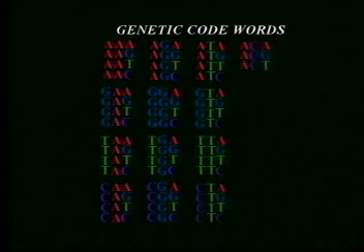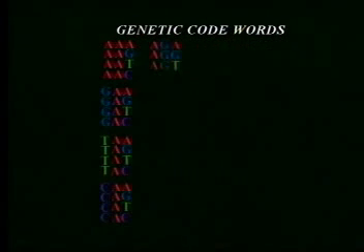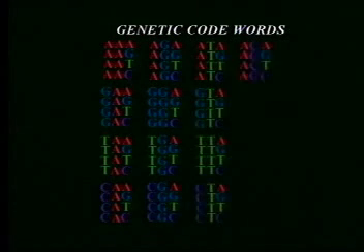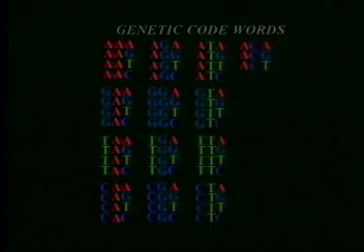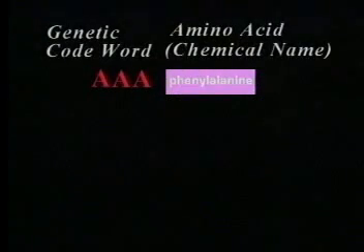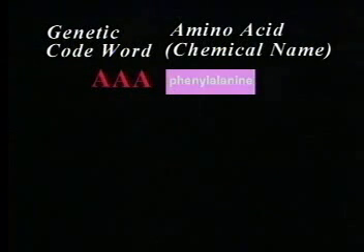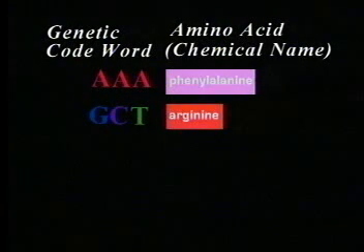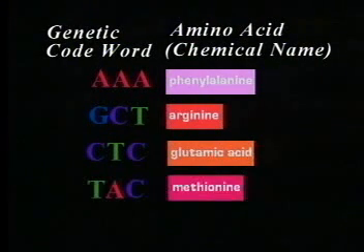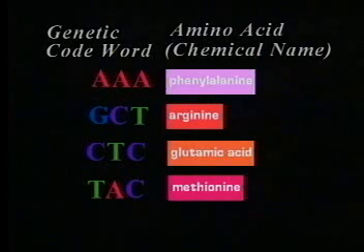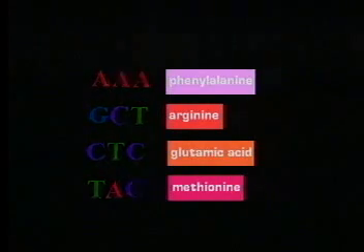Most of the 64 code words used by living things represent or code for amino acids, and each of these words is only 3 letters long. For example, AAA is a code word for the amino acid phenylalanine, GCT for the amino acid arginine, CTC for glutamic acid, and TAC for the amino acid methionine.